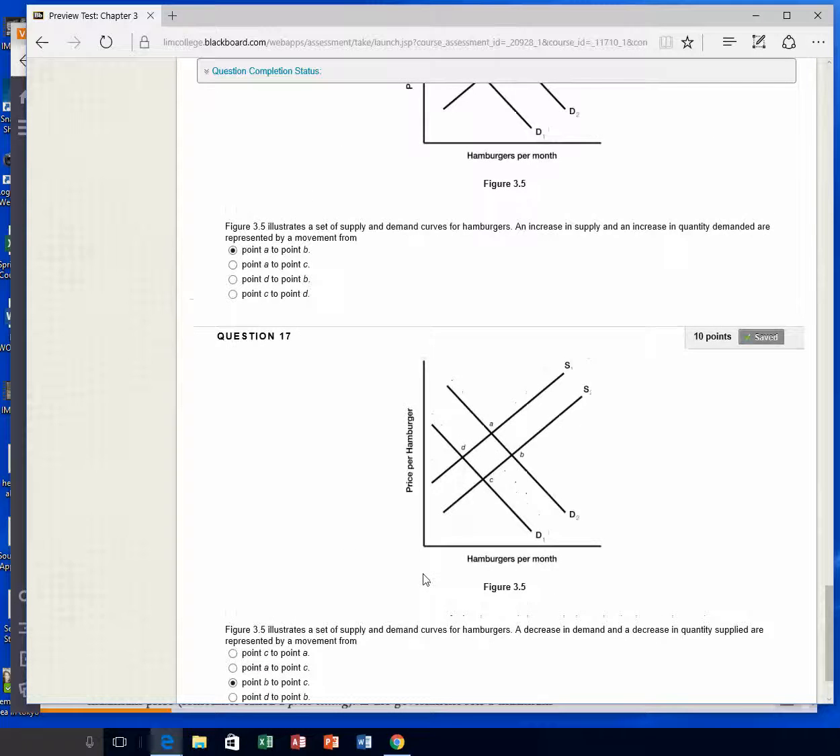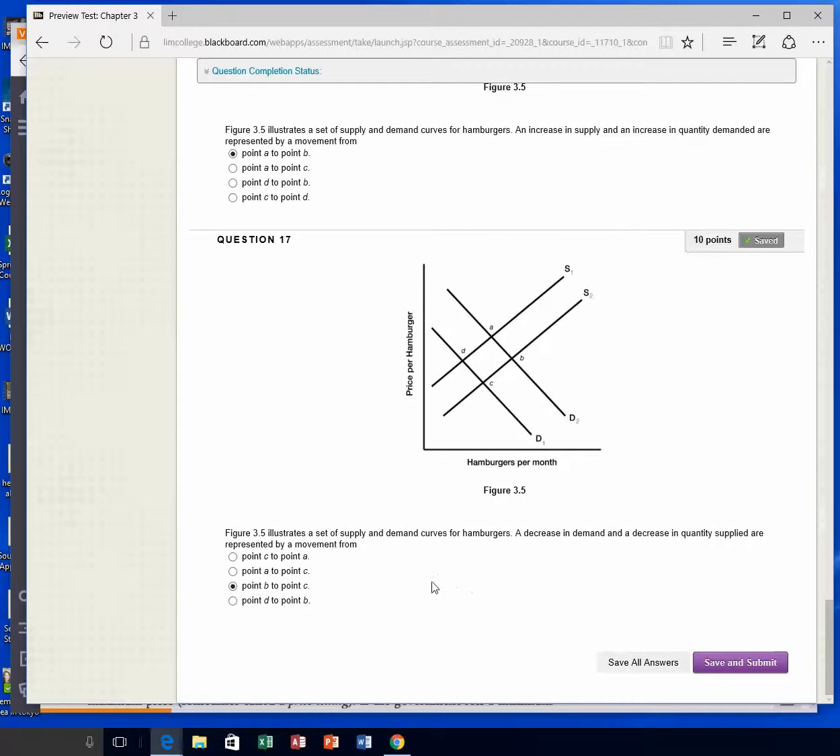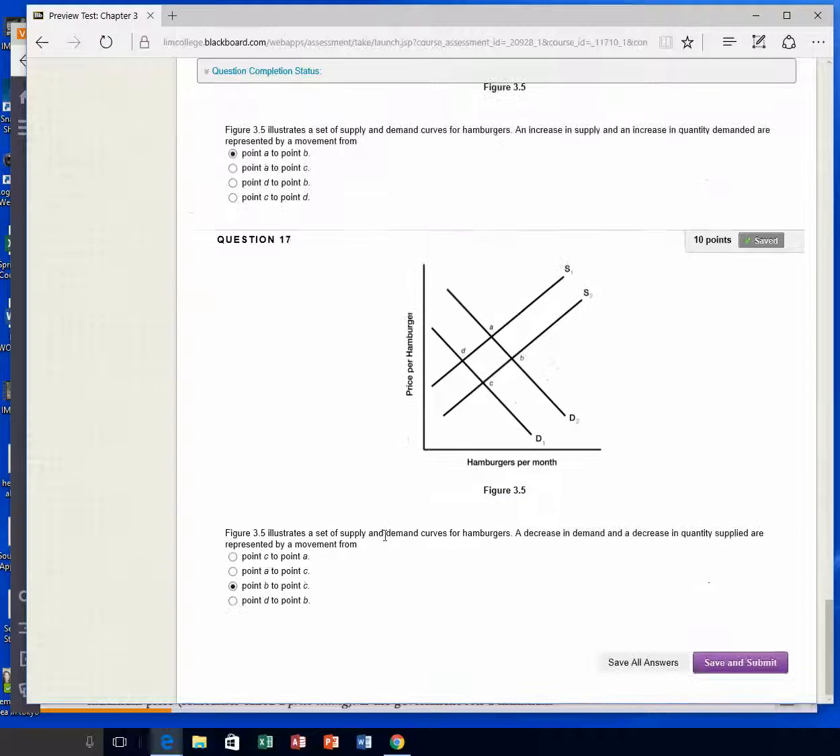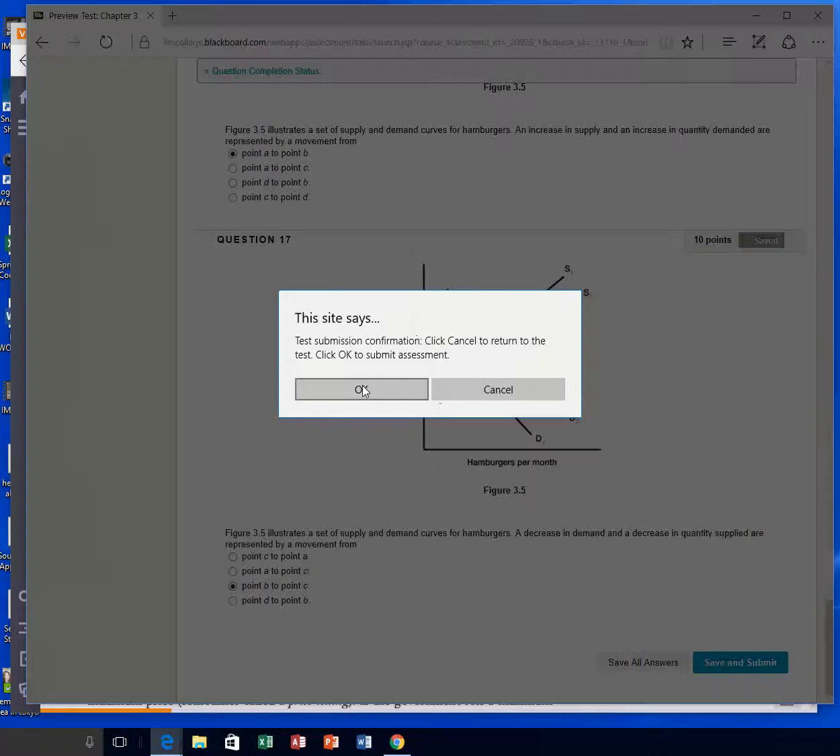So hopefully this makes sense. But again, this is a key chapter in the course. There will be a bunch of questions on the midterm on this one. So I'm going to save and submit all my questions.